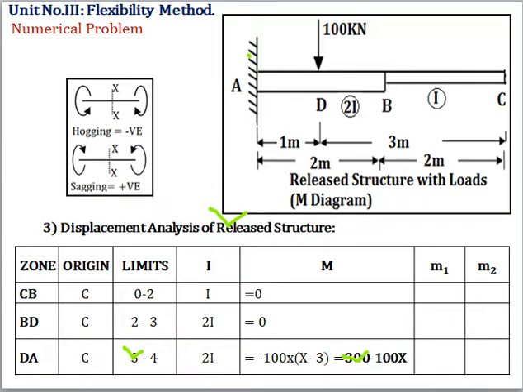Then we saw the calculation of M considering the released structure with the load. We calculated the moment for the different zones CB, BD and DA, and for that we assigned C as the origin for all zones, and according to that we put the limits, and we also considered the moment of inertia of each zone.